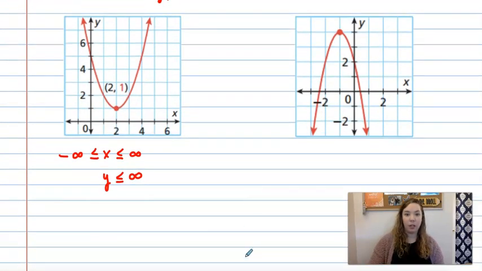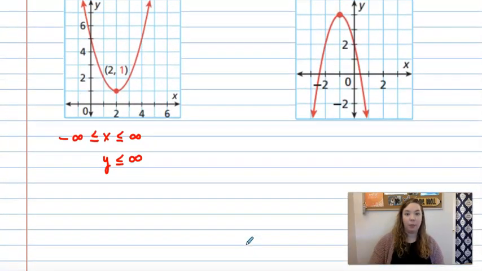Let's go ahead and start this one too. My domain is going to be from negative infinity to positive infinity always. But this one opens downward, so its lower bound is going to be negative infinity. So upward, you want positive infinity on the right. Downward, you want negative infinity on the left.